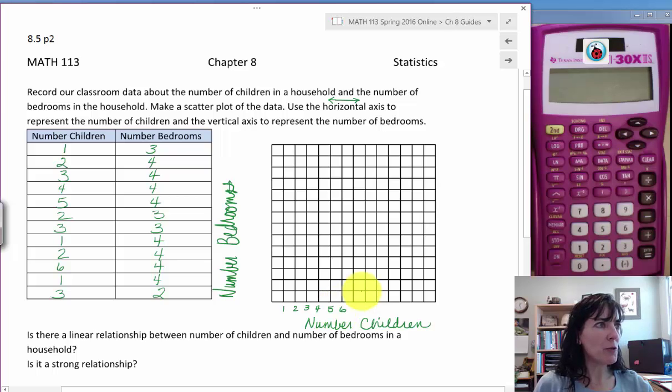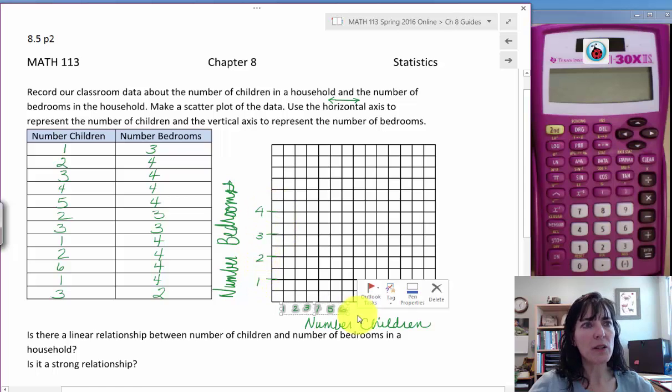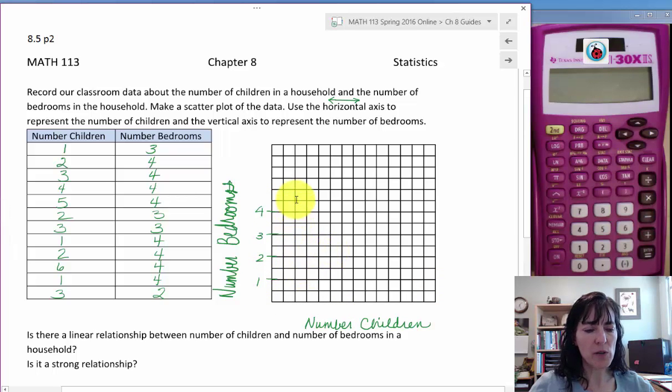And then for the number of bedrooms, the smallest number of bedrooms is 2 and the largest is 4. So I might just skip a couple to space it out a little bit more. 1 bedroom, and it looks like I can skip here as well, so I'll go ahead and do that. And then this is how you do a plot.